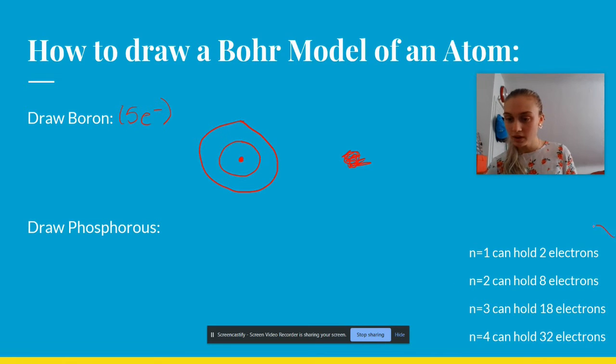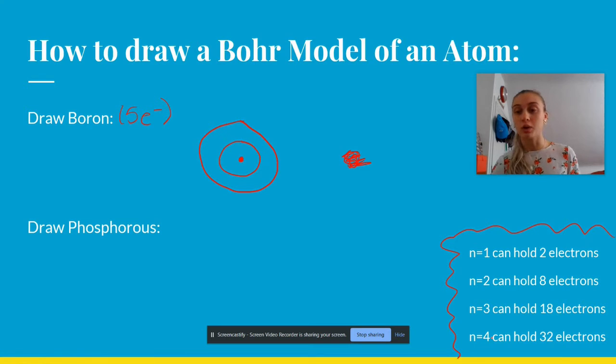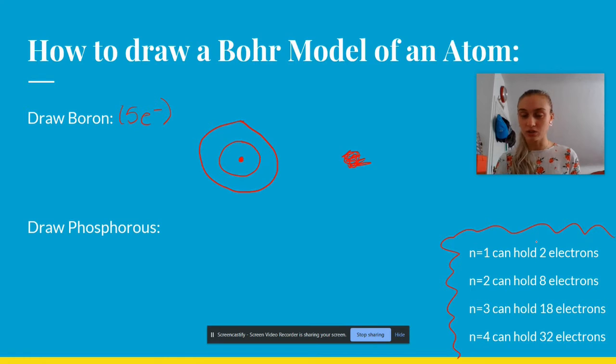I told you that the first energy level can only hold 2 electrons. The second can hold up to 8. The third can hold 18, and the fourth can hold up to 32. That information is going to come in handy right now, because when I'm drawing these, you might wonder where to put the dots that represent the electrons. This tells you where to put them. We want to fill up the bottom ones first and then work our way out.